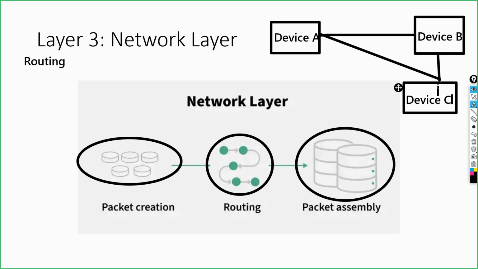This function of the network layer is known as routing. If device A wants to reach device C, which will be the best suitable path to reach device C from device A, this function is known as routing, and this happens over here on the network layer.